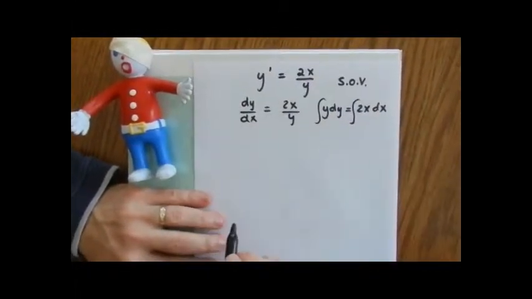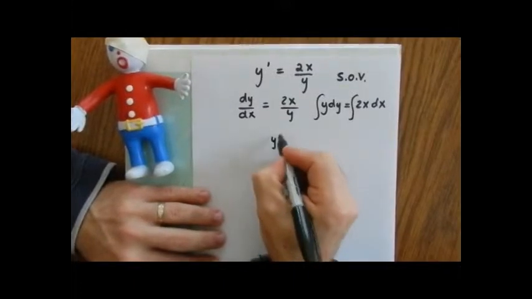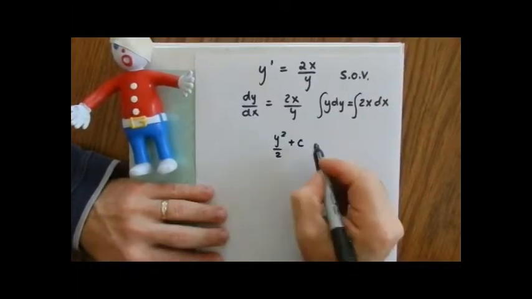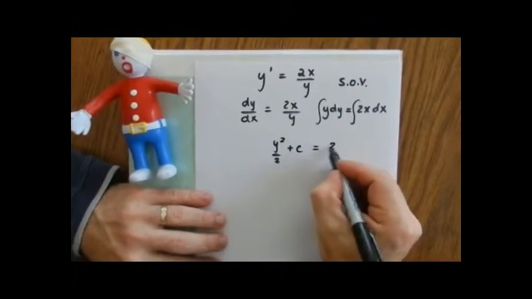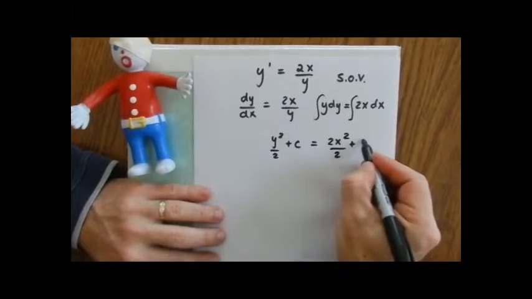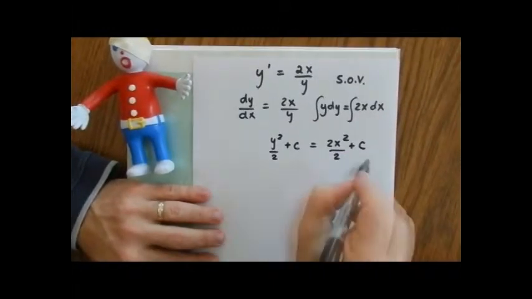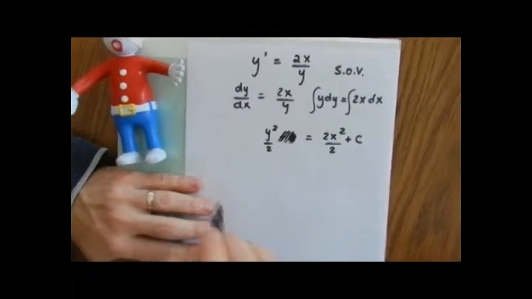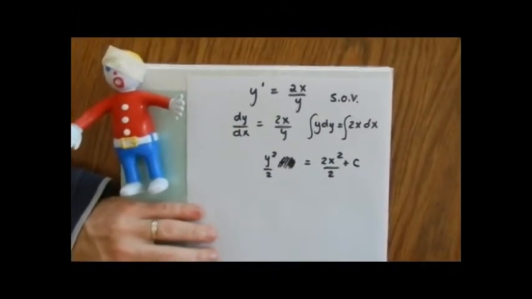So if I do that, I will get y squared over 2, technically plus c, equals 2x squared over 2 plus a different c. So why don't we, instead of having a c on both sides, forget about the one on the left and just keep the one on the right.